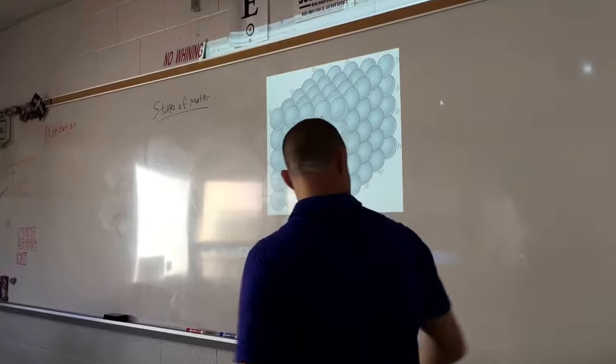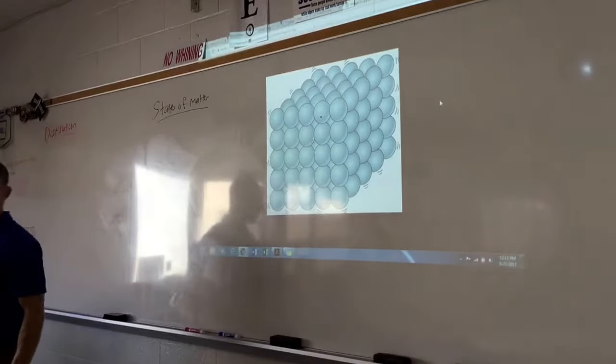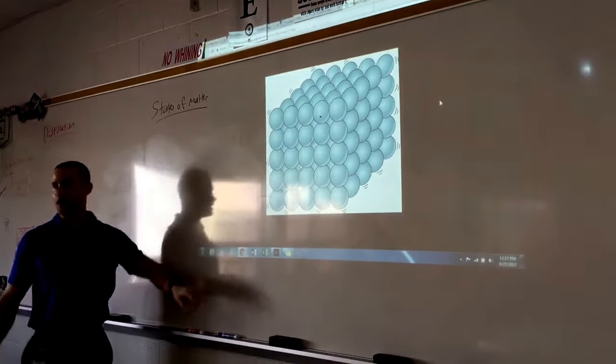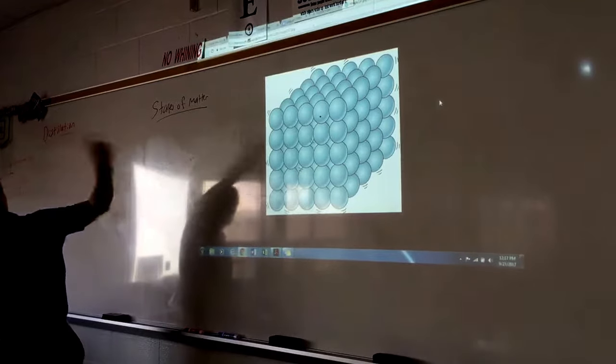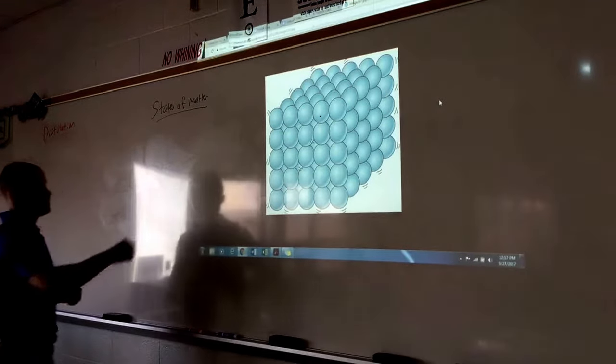So yeah, solid particles vibrate. Very compact, very close together. I'm going to give you all the notes on solid right here, on solids next to it, then I'll put liquid up, then gas, and that's going to be it for today, I'm sure. All right, so solids.